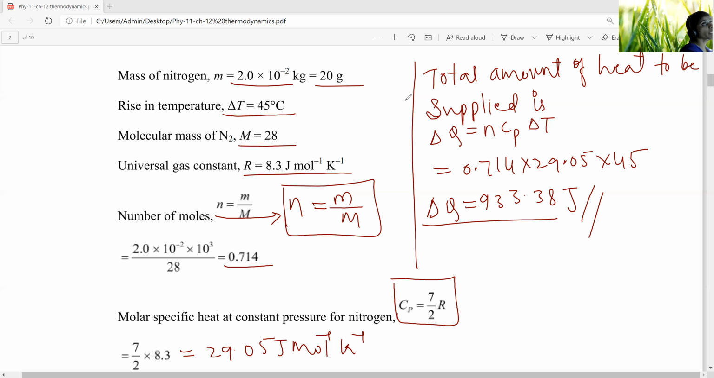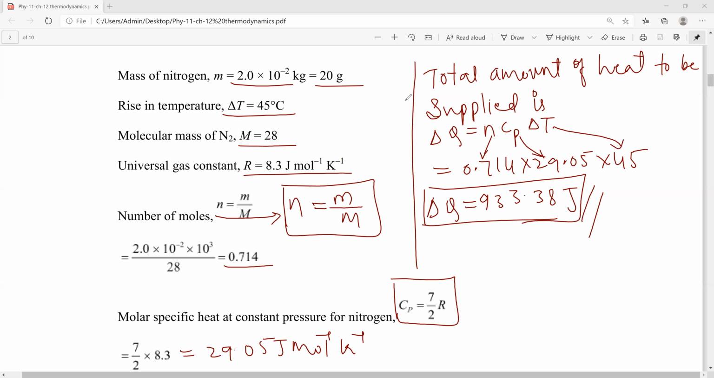And to calculate the total amount of heat to be supplied, delta Q is equal to n into specific heat at constant pressure into change in temperature. Here n is the number of moles, Cp is the specific heat at constant pressure for nitrogen, delta T is the change in temperature. Substitute all the known values and we got delta Q value as 933.38 joules.